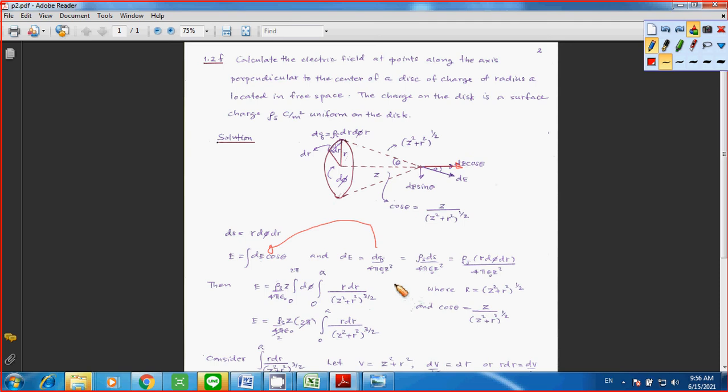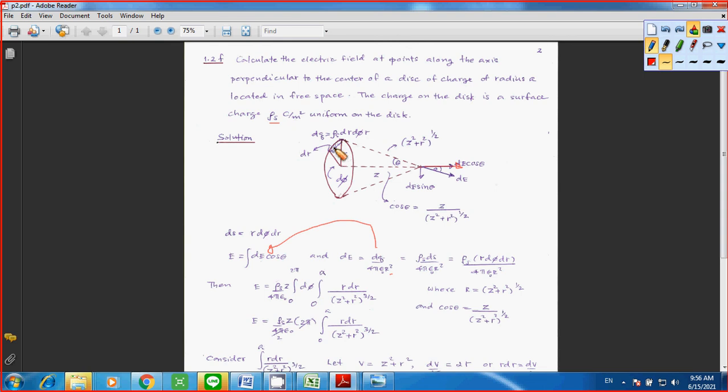What you need to work out is you have to write R in terms of cosine theta, or in terms of r, in terms of phi. You can see the small segment on the disk. Now, what is your dQ? Since the surface charge density is given, you can calculate your dQ from the small section of your disk. That's going to be rho s multiplied by ds, or the small area.